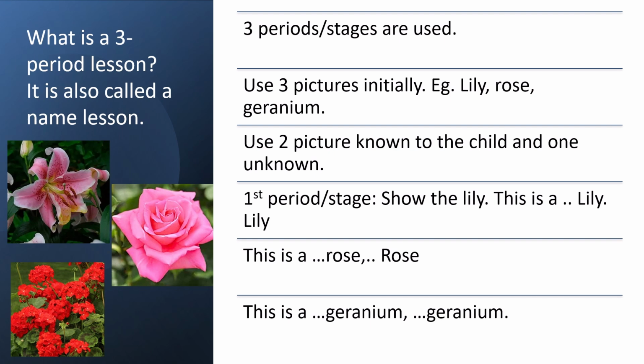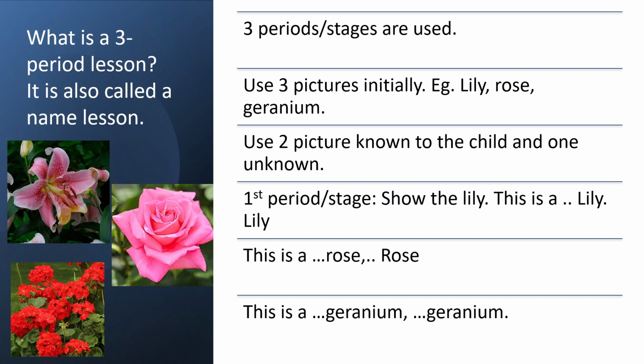Use any 3 pictures initially. Here I have given an example: a lily, a rose, and a geranium. You use 2 pictures known to the child and 1 unknown. The first period or first stage, this is what we do. Show the picture or the real lily and say, this is a lily.